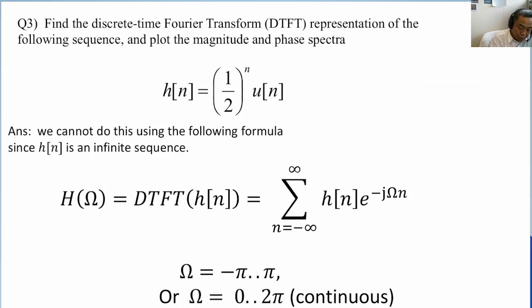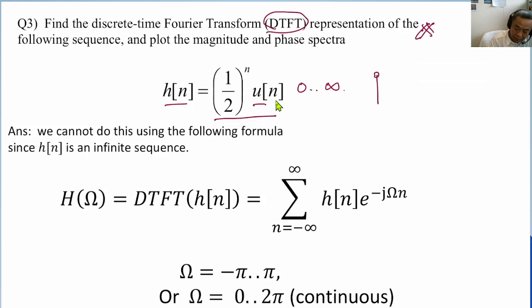This is question 3 of the tutorial Signals and Systems. In this question, we are asked to find the discrete time Fourier transform of this sequence h of n. And here n goes from 0 to infinity because of this step function u of n.